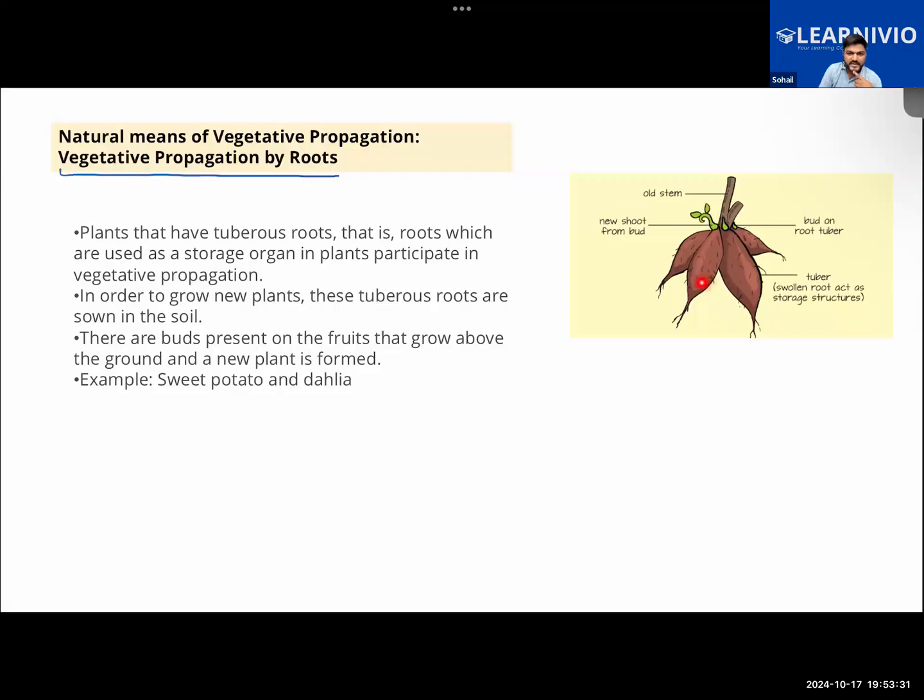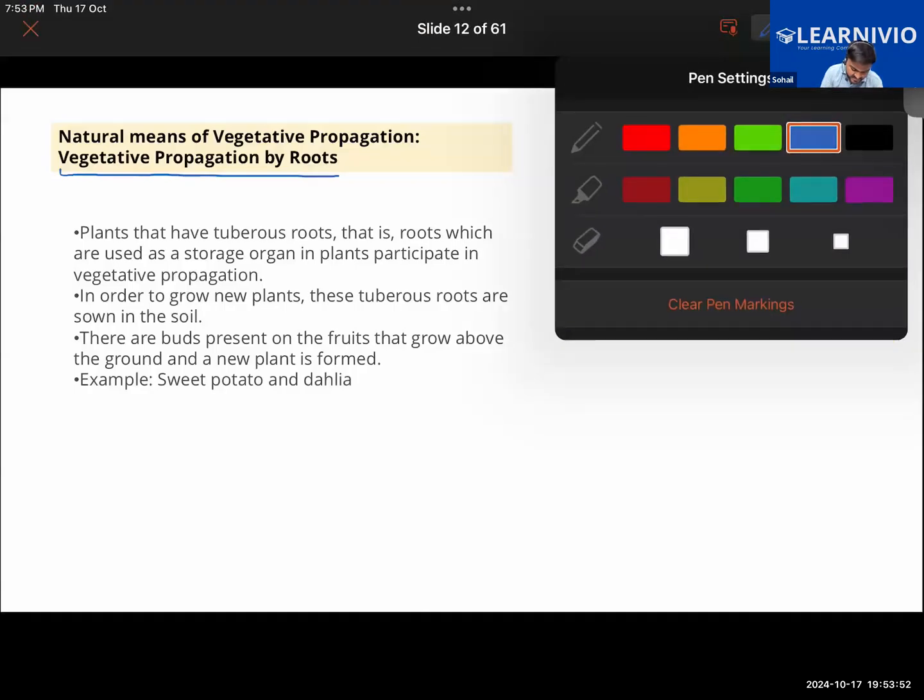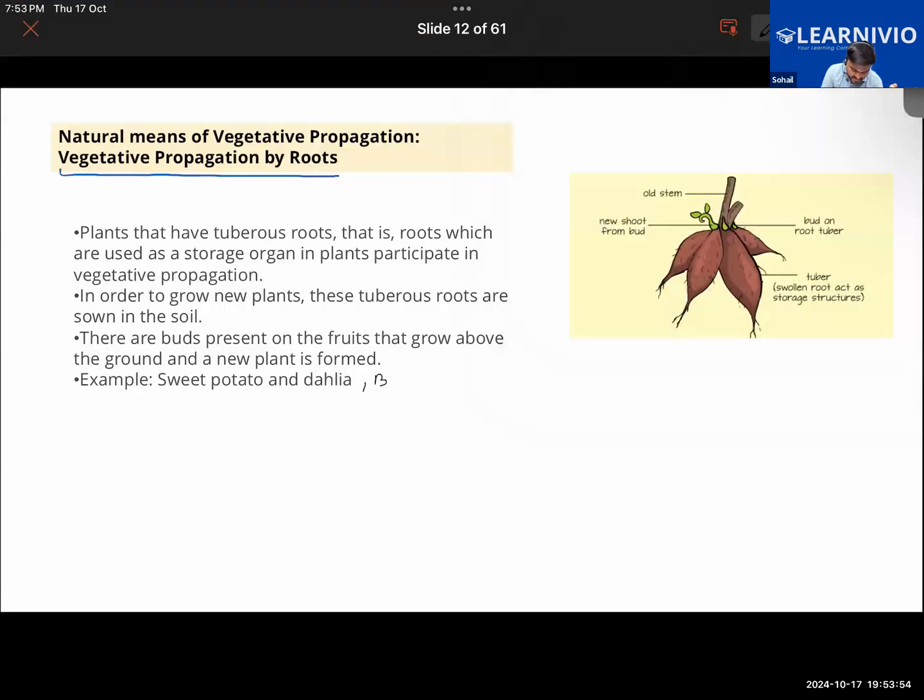Okay, now examples of the plants that grow with the help of roots. They are sweet potato, and other examples are dahlia. These are some of the common examples, and sweet potato is edible, by the way. We can take one more example, that is begonia. So these are examples of tuberous roots.